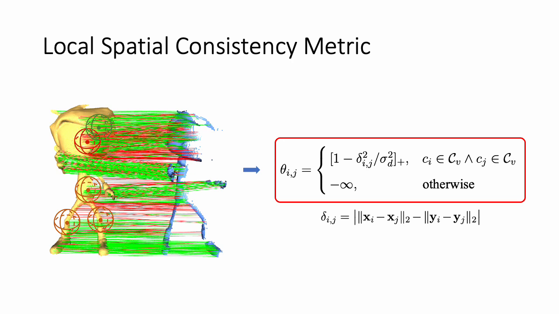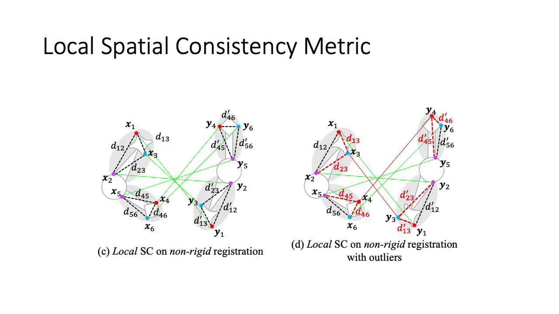Then we define local spatial consistency between two correspondences which are assigned to the same node, as in the equation on the right. Compared with the global spatial consistency, our method can effectively measure the geometric compatibility between non-rigid correspondences within a local region. The local spatial consistency between two inliers is likely to be close to 1, while the value should be 0 if there is an outlier.